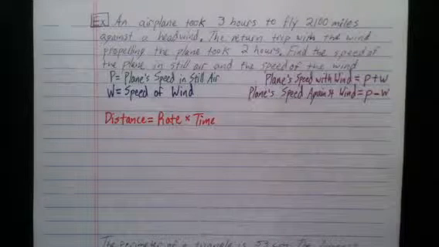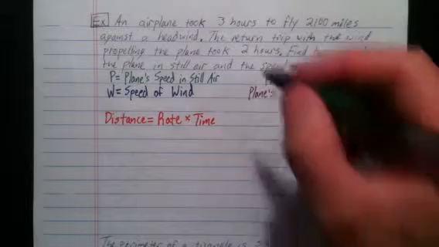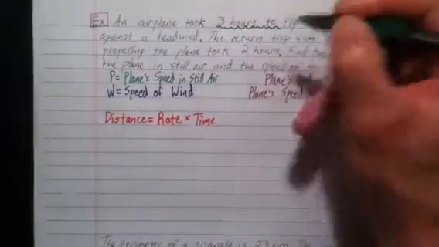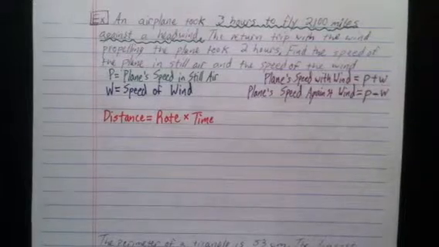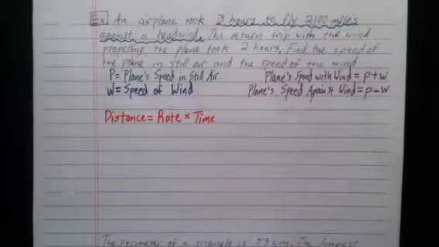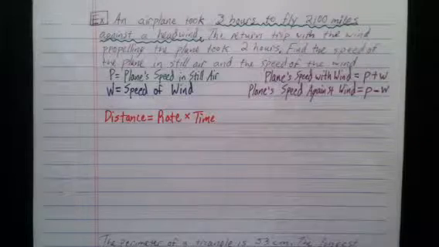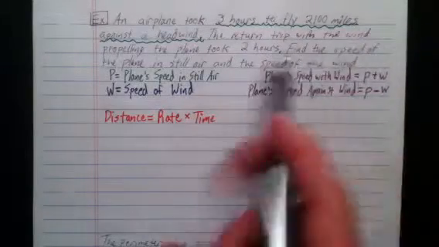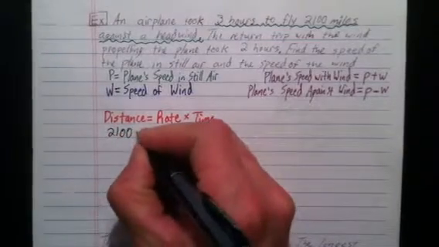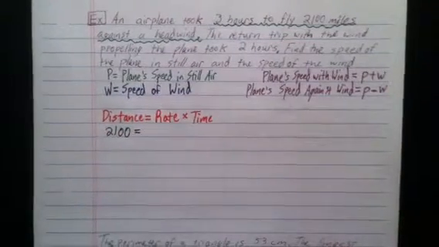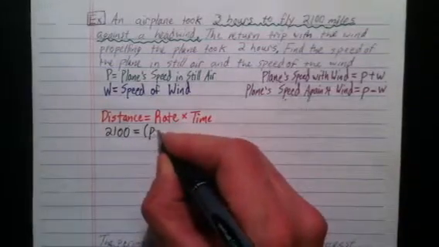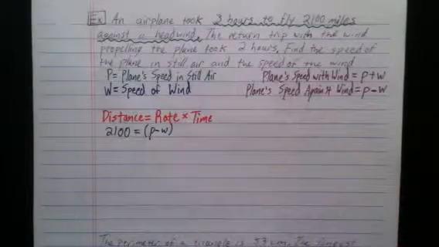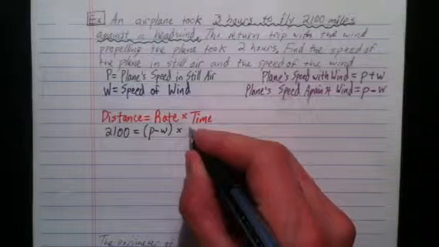Well, first of all, we know on the trip against the wind, it took 3 hours to travel the 2,100 miles. And again, that was going against the wind. So we can set up an equation in our distance equals rate times time setup. The distance traveled we know is 2,100 miles. That's going to equal rate, our speed. Well, when we were going against the headwind, our speed would have been P minus W. And times time, how long were we going that rate? 3 hours. So times 3.